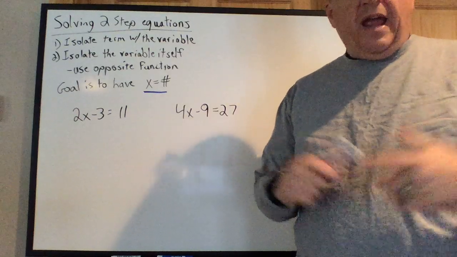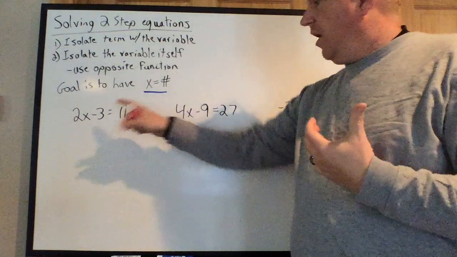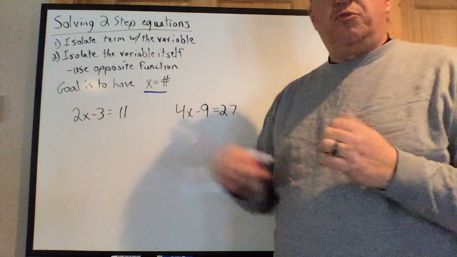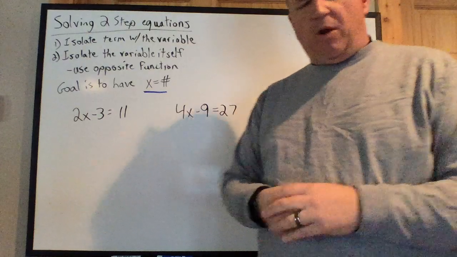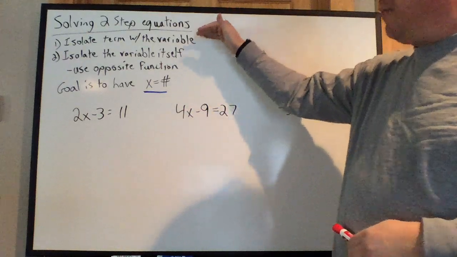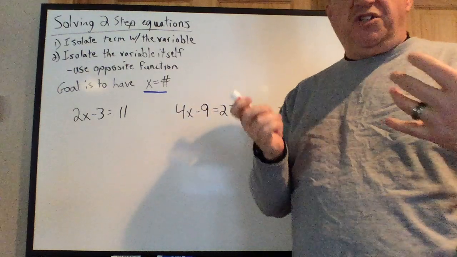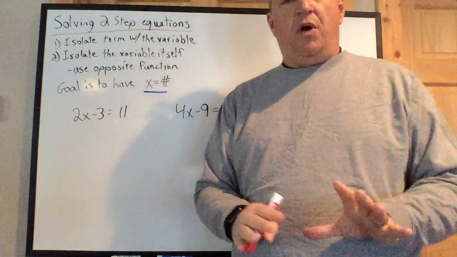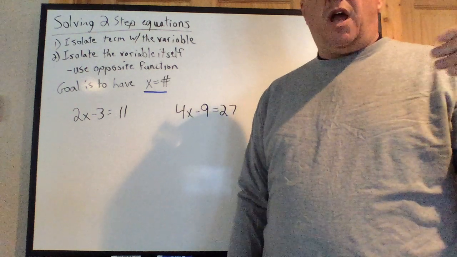In this video, we're going to talk about solving two-step equations with multiplication and subtraction. Okay, so again, with two-step equations, the first step will be to isolate the term with the variable in it. The second step will be to isolate the variable itself. We're going to use both of those processes by using opposite function, same number.